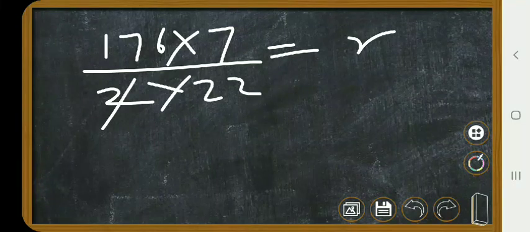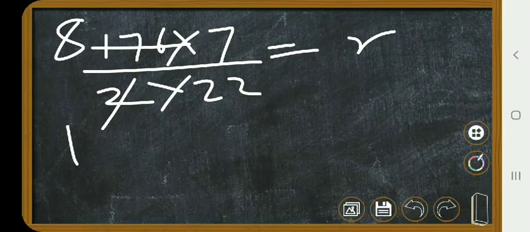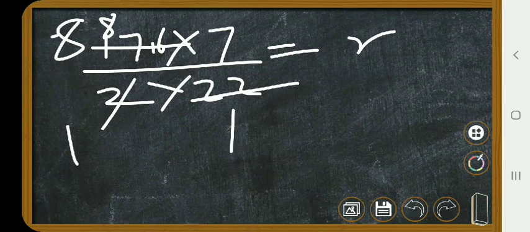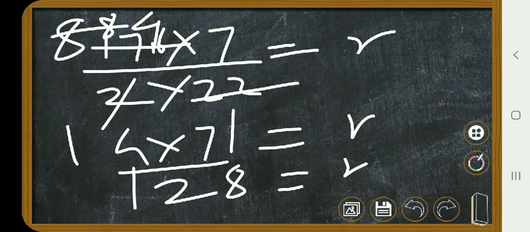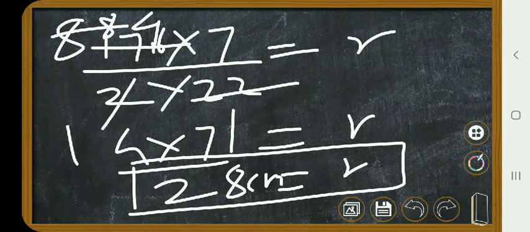Now 2 ones are 2, 2 eights are 16, 1 remains; 2 eights are 16, 22 ones are 22, 22 fours are 88. Now what remains is 7 multiplied by 4. Do the multiplication: 7 fours are 28, so r is 28 centimeter. You have to write the unit, as marks are there for it. So the radius is 28 centimeter.